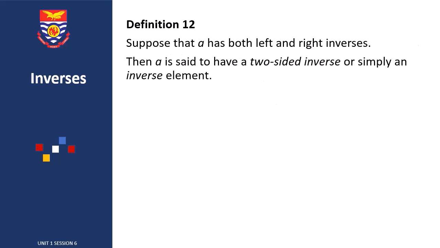Great. Definition 12. Suppose that A has both left and right inverses, then A is said to have a two-sided inverse, or simply an inverse element. Like the identity element, when we have both sides, both right and left, we represent it by 1. So when you have a left inverse and a right inverse, we combine them by simply saying the function has an inverse. So learn how to do this proof.